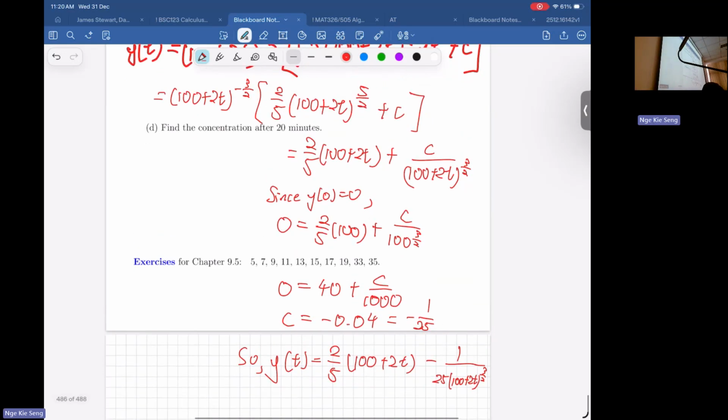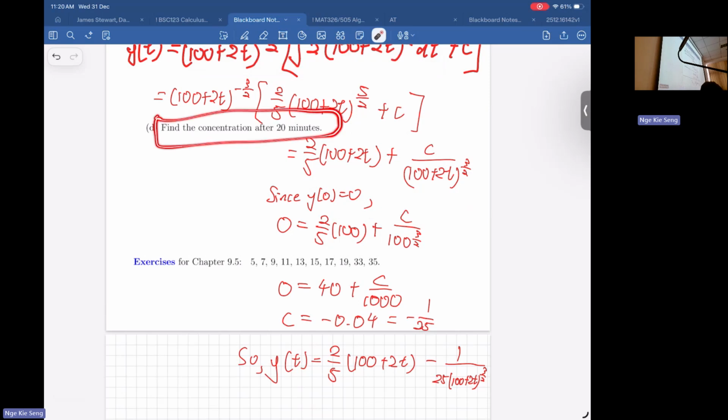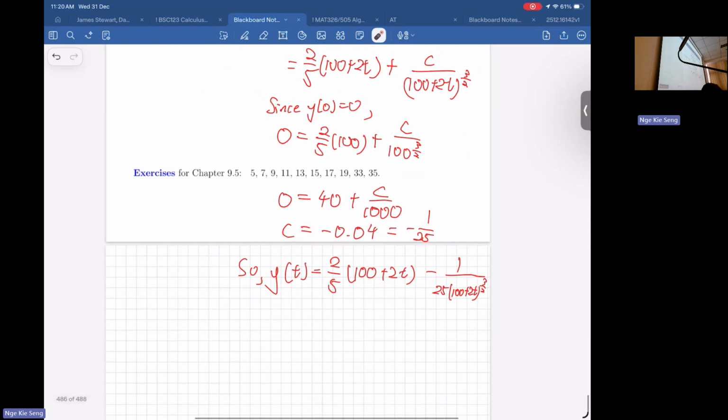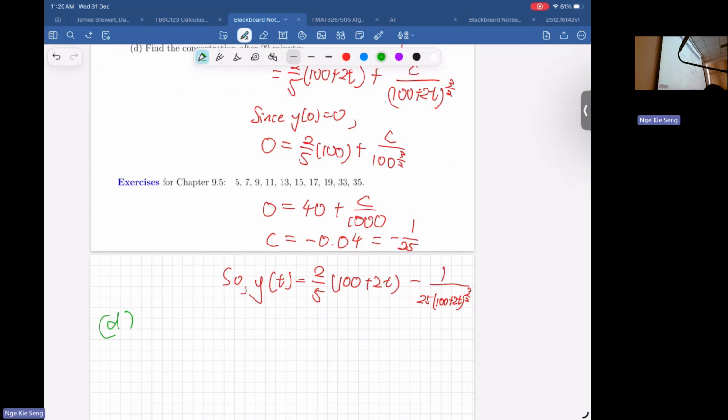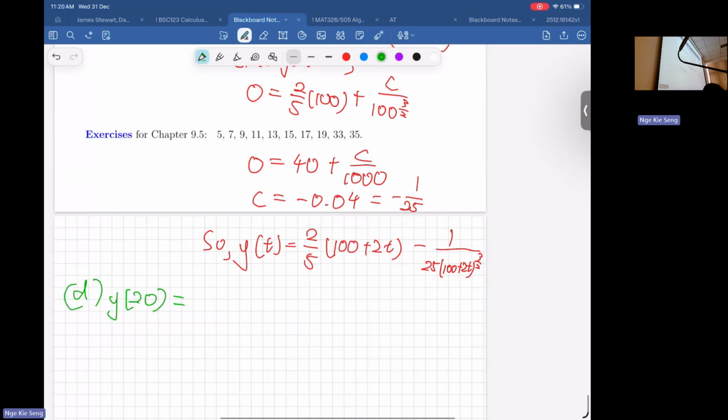Okay, so next is to find the concentration after 20 minutes. I think concentration here means the density, right? You need the amount of salt versus your water. So let's find the amount of salt first. We have this formula, so let's continue with it. For part D, we want to find y(20). Basically you just substitute your 20 into your t.